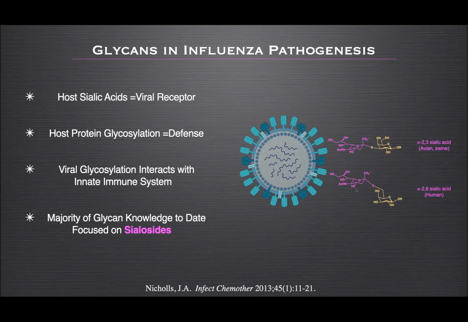We also know that host protein glycosylation can act as a defense. The mucins are all highly sialylated. It's thought that that's one of the reasons why neuraminidase is required for cleaving through the sialic acid on mucins and releasing particles from the mucosal layers. And we also know that viral glycosylation interacts with the innate immune system. However, the majority of glycan knowledge to date was really focused on sialosides.